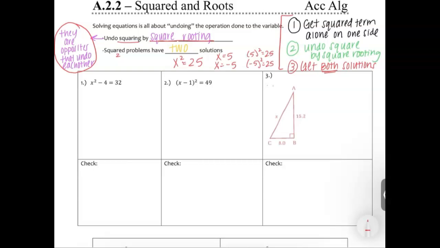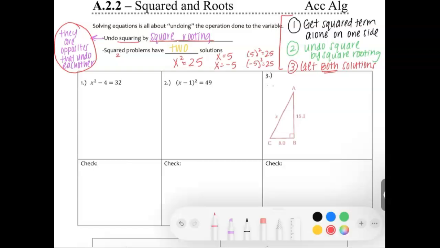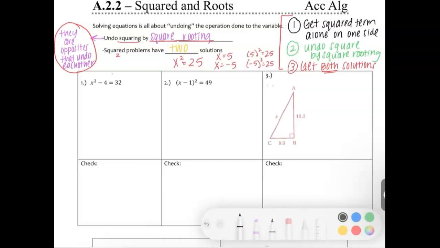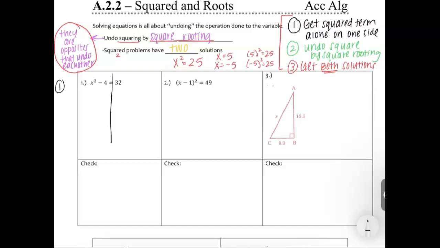So let's dive into one of these. Let's take a look at number 1. Step 1 says we want to get the squared term alone on the side. So when we have x squared minus 4, I actually want to get rid of that minus 4 because I want that squared term to be alone. So we undo that by adding 4. And now we get x squared is equal to 36. So step 1 is done.